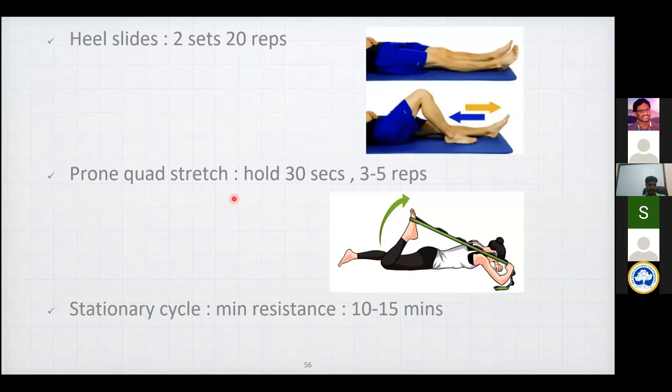Prone quadriceps stretch. Quadriceps stretch, prone. This is being done with a yoga belt. You can also do it with a jumbo band.